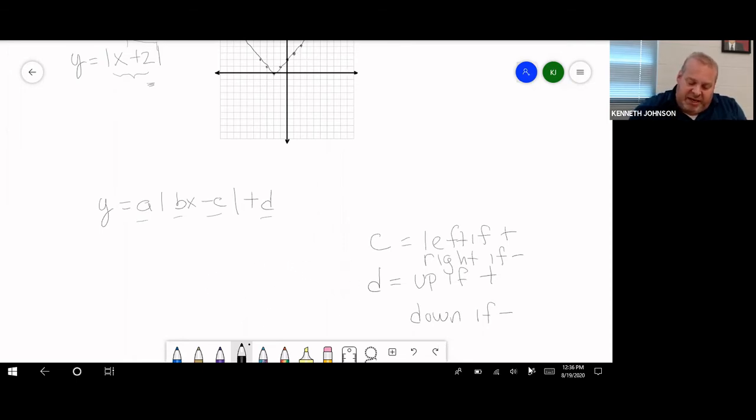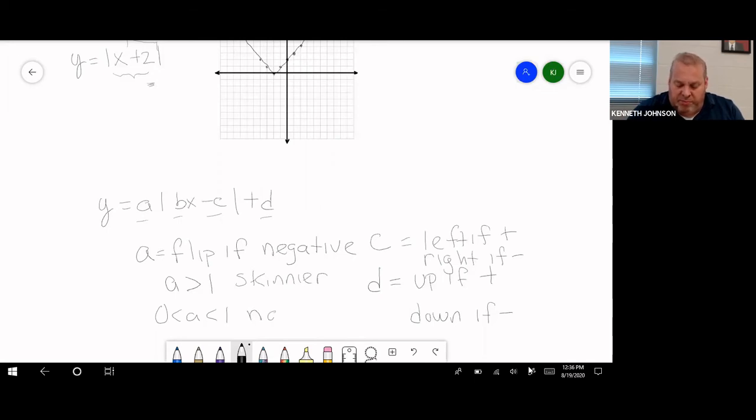A does some interesting things. So A will flip it if negative. An A value greater than 1 will make it skinnier or steeper. And an A value between 0 and 1 will make it wider. We're not going to really talk about B values yet. We will, but for now, we're not going to really talk about it.